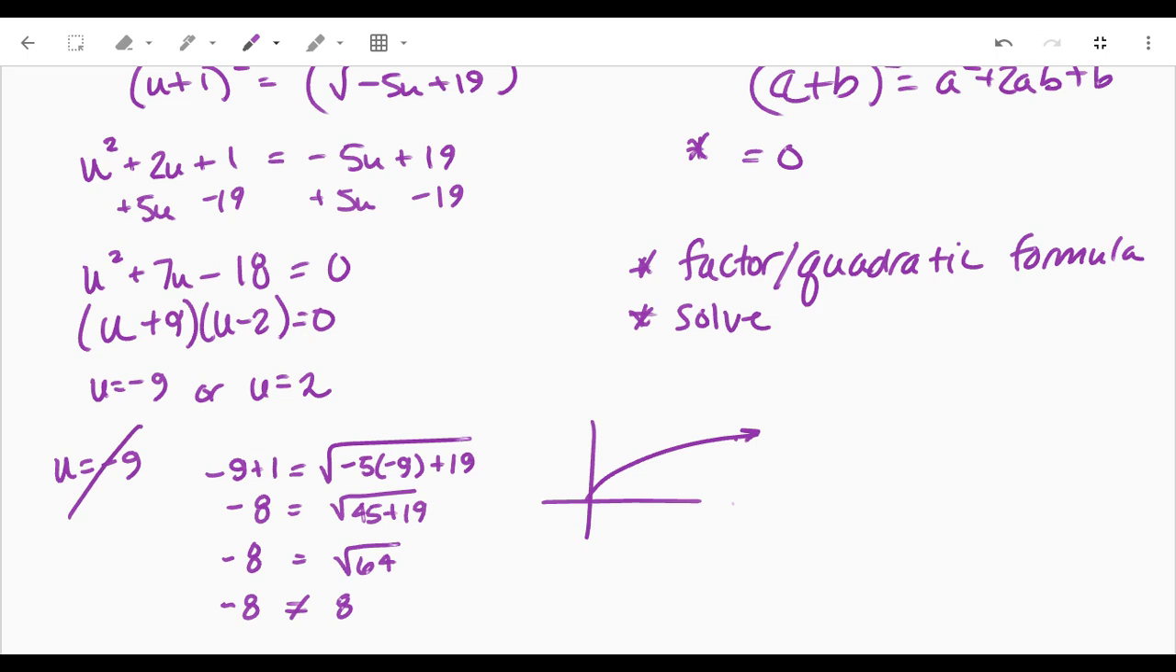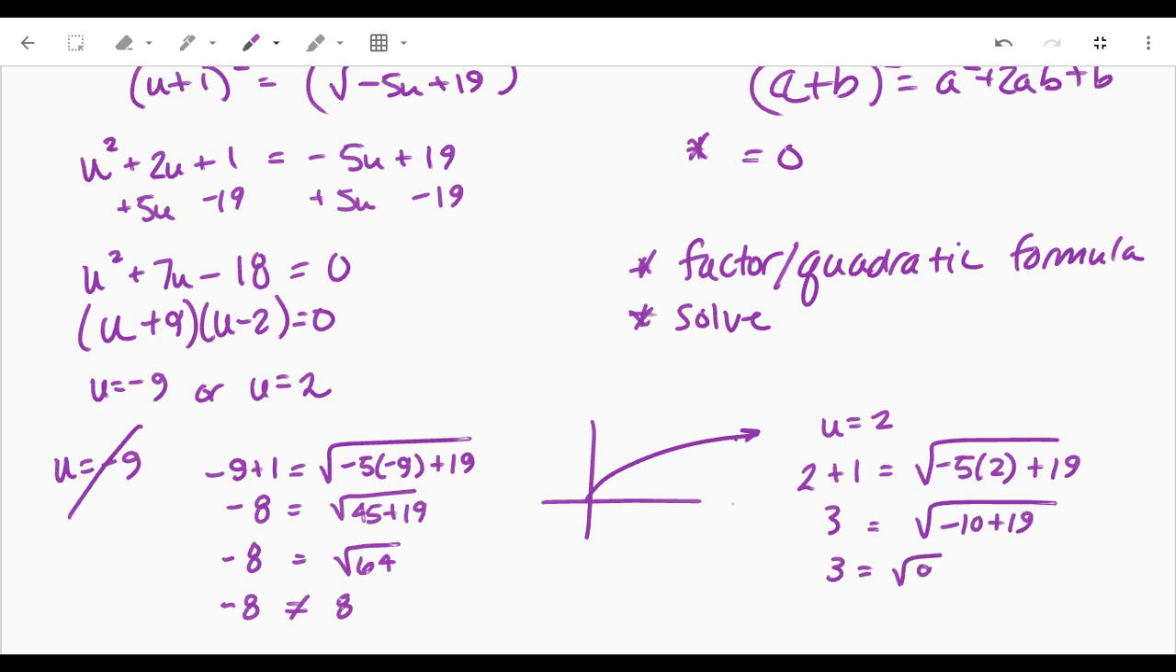Okay, now let's try it with u equals 2. We'd have 2 plus 1 equals the square root of negative 5 times 2 plus 19. So 3 equals the square root of negative 10 plus 19. So 3 would be the square root of 9, and that does work. The square root of 9 is a positive 3. Okay, so u equals 2 would be the only solution to that one.